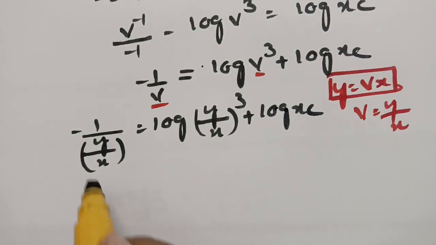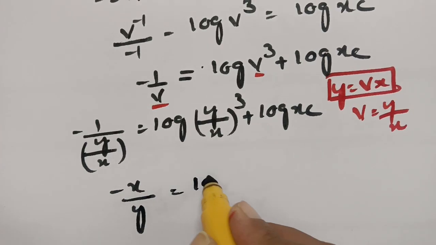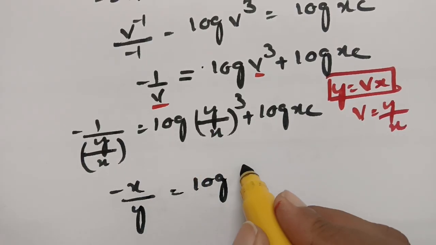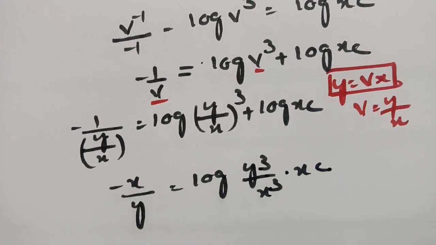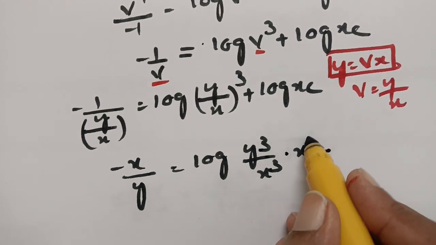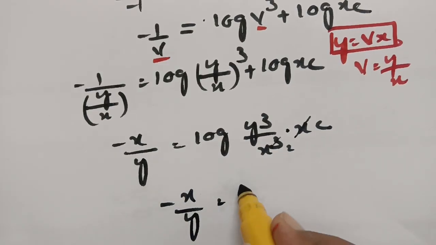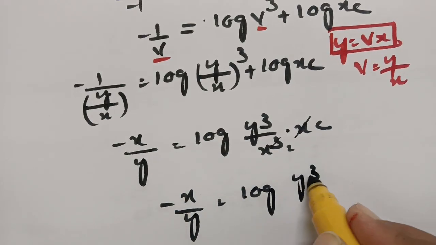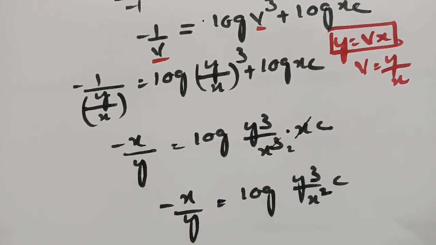Clear? So if I reciprocate it, this will be minus x by y, which is equal to log a plus log b, which is nothing but log a into b. So this is log a into b. If I cancel one time square, this will be minus x by y equal to log of y cube by x square into c. So y cube by x square into c, and this will be the final answer for the given differential equation.